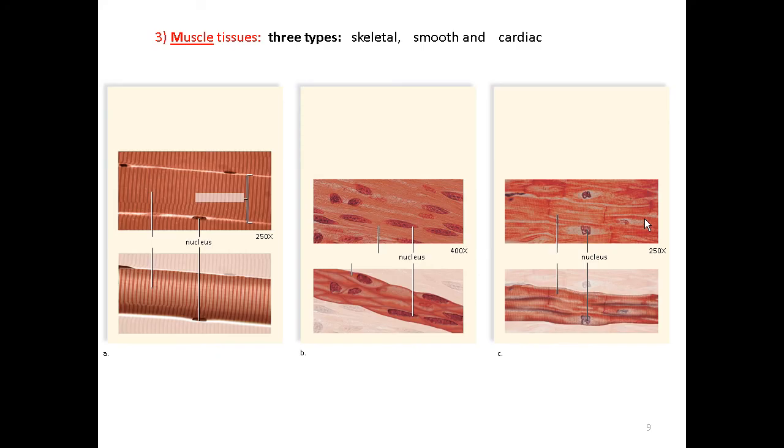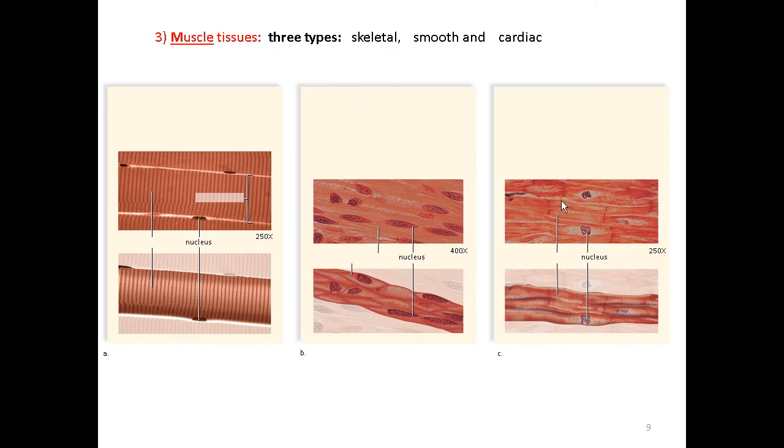You can look at these pictures and clearly see a difference if you look at them long enough. Well, the first one's real easy. It's very geometric. It's got those striations in it. And then this one's kind of globular and amorphous. And then this one is similar to the middle one, but it has these intercalated discs, these dark bands. And that is for the nervous system to keep this one beating regularly.